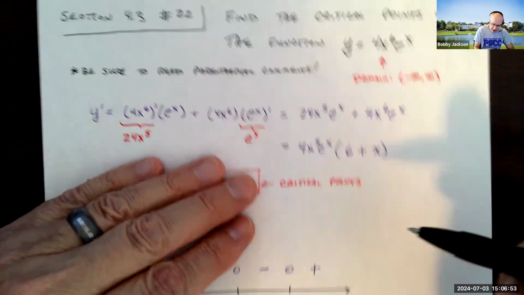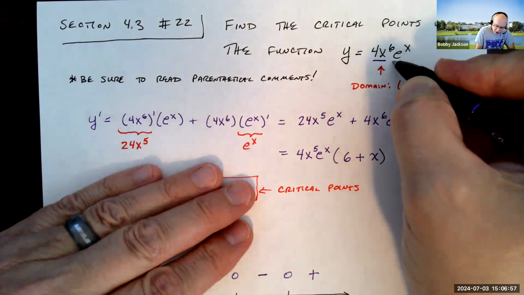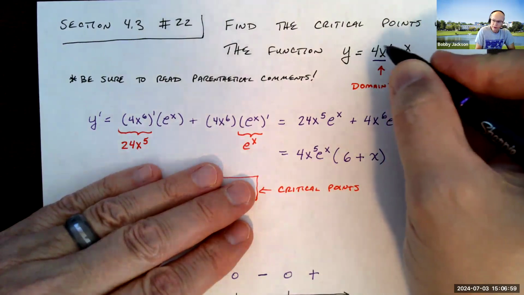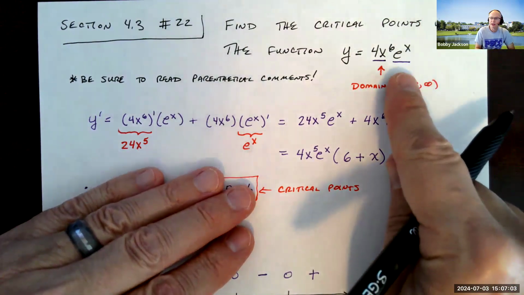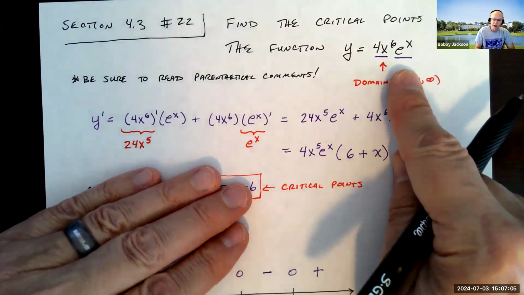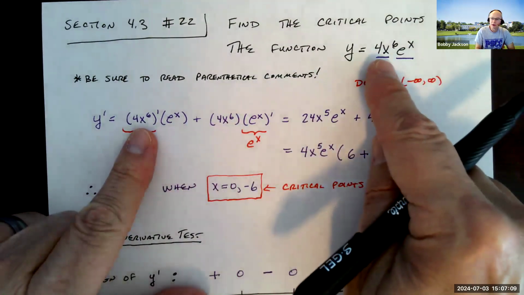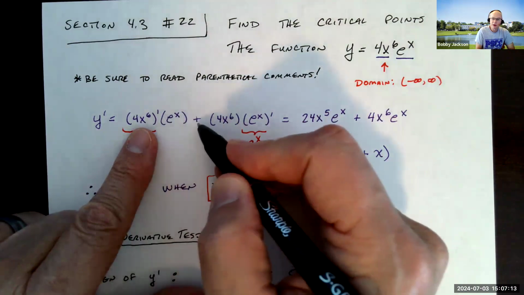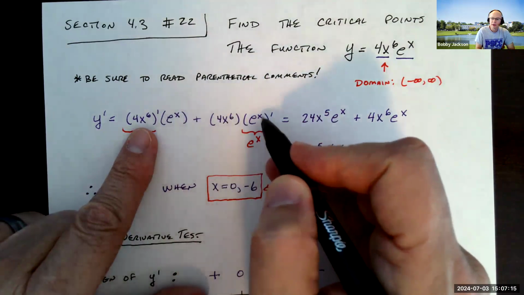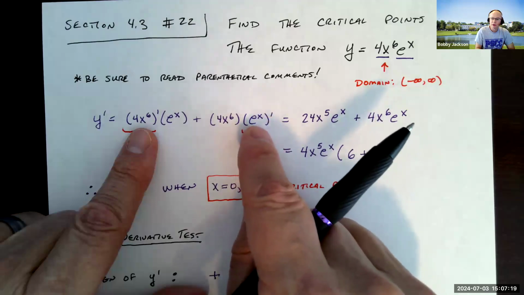And because I have a function that is the product of two functions of x, right? Think of this as being the first function 4x to the sixth. The second function is e to the x. I'm going to use the product rule. So the product rule says take the derivative of your first function 4x to the sixth. So that's what the prime mark means, times the first function plus 4x to the sixth times the derivative of the second function. And so this one's easy.